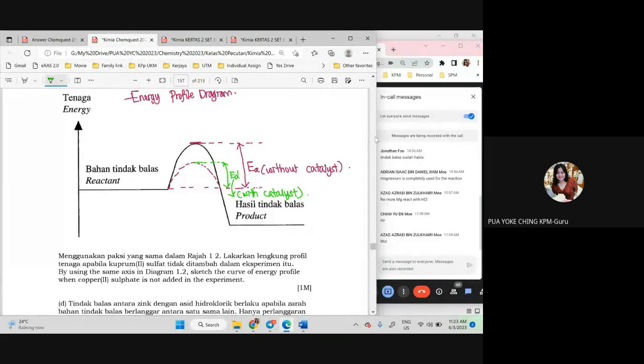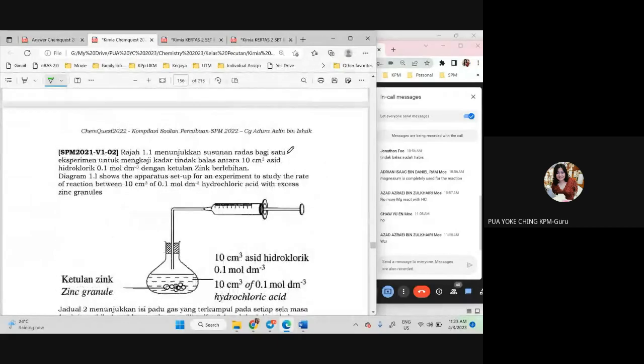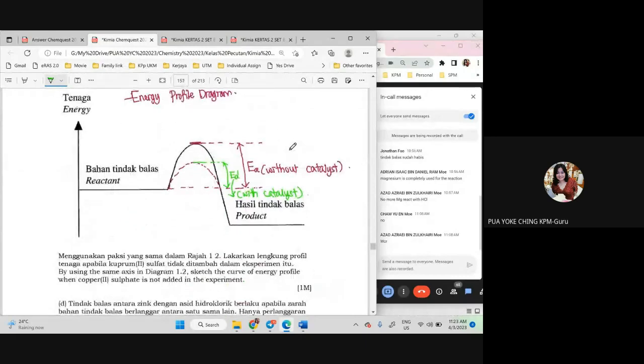Ini I rasa keluar tahun lepas. This is the last year question. Ini ialah soalan tahun lepas. They ask you to label the graph apabila tidak ditambah. Okay, you can label like this. But you must make sure you label. Kena ingat macam mana you jawab soalan pun you kena label. Mana satu yang ada catalyst, mana satu yang tak ada catalyst.